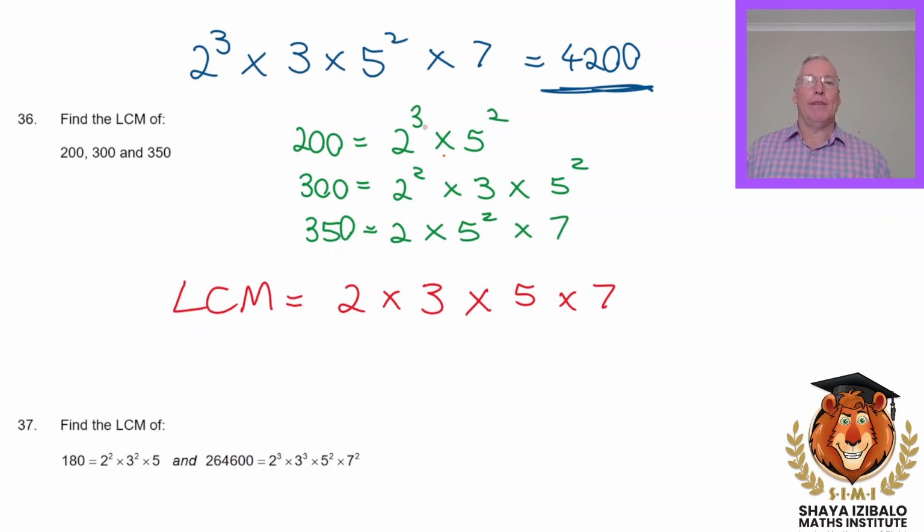Okay, so let's have a look. If we only have one 2, or even two 2's, this is going to be a problem. 200 won't be able to divide into our multiple. It won't be a multiple. So we actually need to take the highest number of 2's that occur. We need to take the highest number of 3's that occur. They've all got two 5's, so we need to take two 5's, and we need a 7.